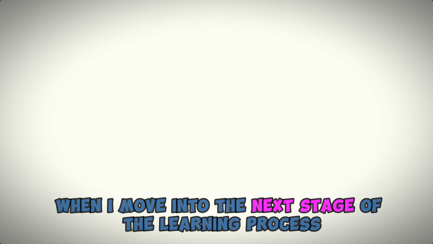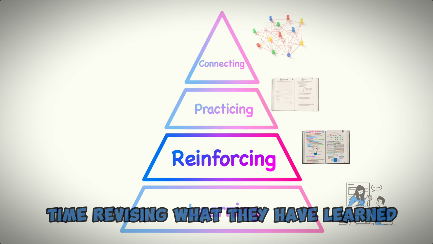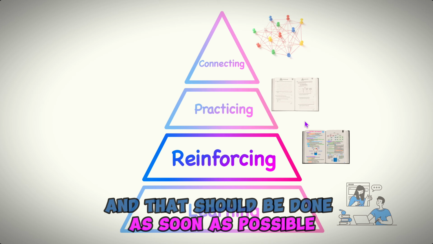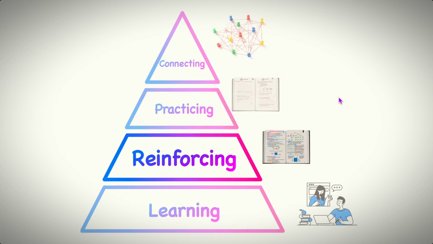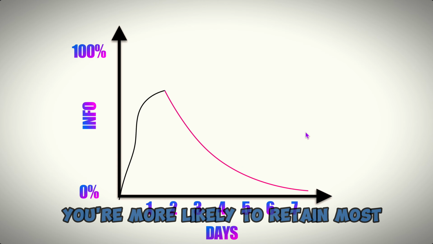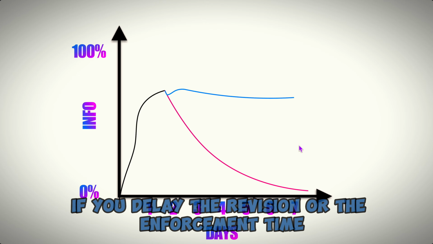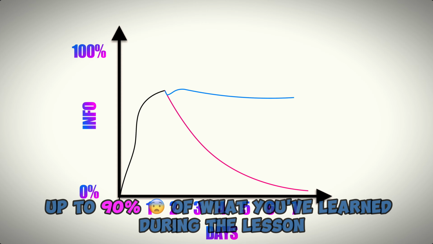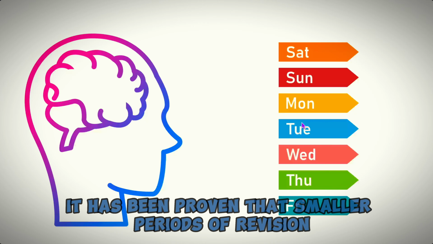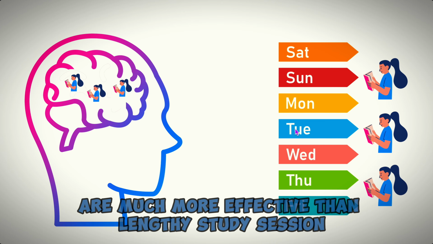We're now moving to the next stage of the learning process. Students should spend time revising what they have learned, and that should be done as soon as possible right after the class. Now, if you revise 1 or 2 days after the class, you're more likely to retain most of the information you've learned during the lesson. On the other hand, if you delay the revision or the reinforcement time, you're very likely to lose up to 90% of what you've learned during the lesson. It has been proven that smaller periods of revision are much more effective than lengthy study sessions.